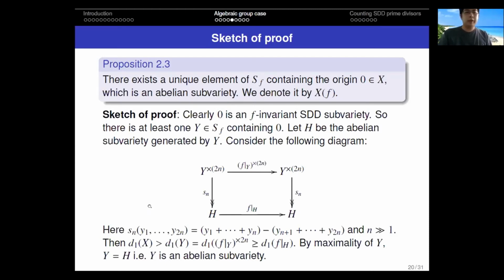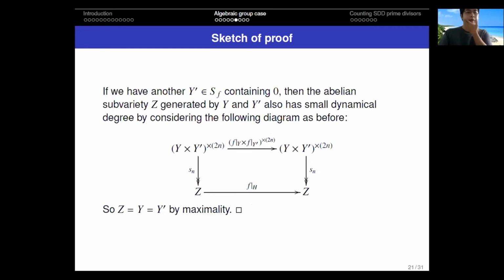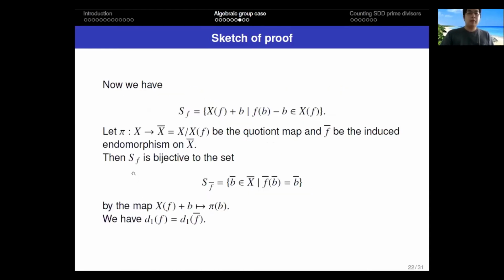This means Y is an abelian subvariety. And similarly, we can show the uniqueness of Y. If we have another Y prime containing 0, then we define Z as the abelian subvariety generated by Y and Y prime. And this one also has small dynamical degree by considering a similar diagram. So by maximality, all are equal. So Y is unique. Okay.